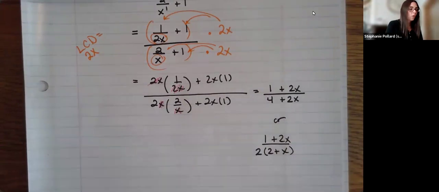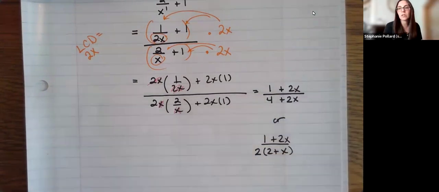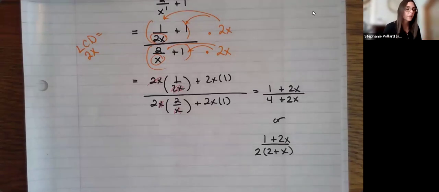And of course, if you wrote the order in a different way, if you want to switch just the 2x plus 1 and 2x plus 4, that's okay too, because I have all positives here and it's all addition. You can rearrange it. But both of these would be considered correct in this case.